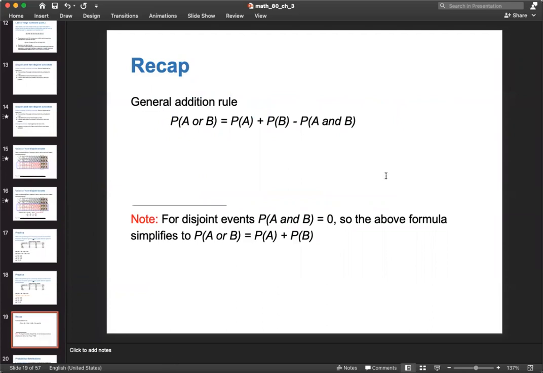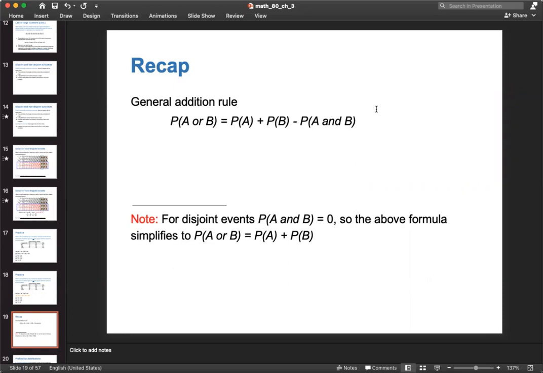So if you have two events A and B, the probability that event A or B occurs, and when I say A or B, it's event A occurs, or B occurs, or both A and B occur, is equal to the probability of A plus the probability of B minus the probability of A and B. The reason is that if the events are not disjoint, you end up double counting the intersection of the events A and B. And that's why you have to subtract it off, okay?